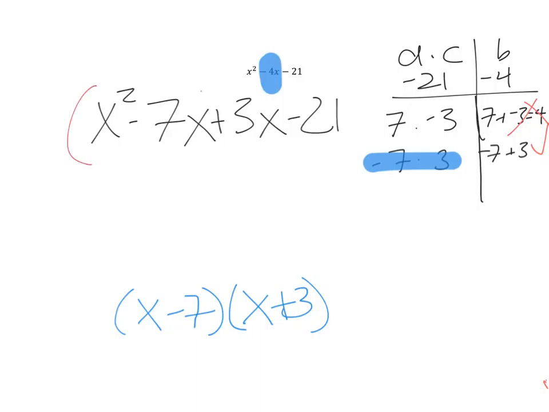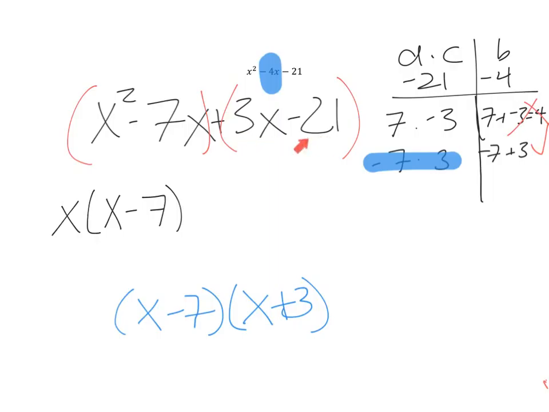All right, group the first two, group the second two. We ask ourselves, what do these two terms have in common? Well, they both have an x. There's an x squared there, there's an x there, they both have an x in common. I'm going to factor that out. That becomes x minus 7 inside the parentheses, which is what's left.